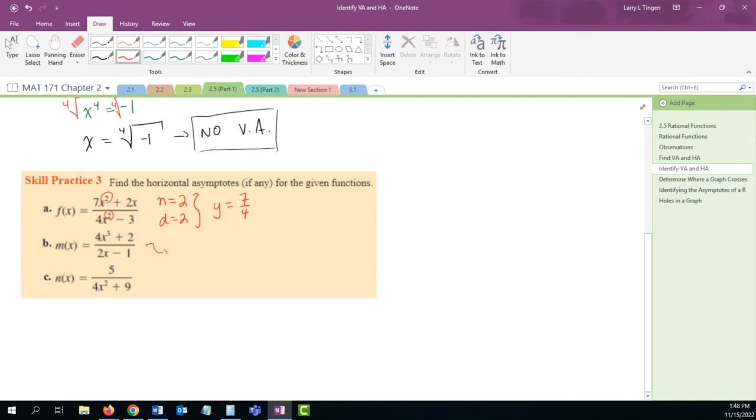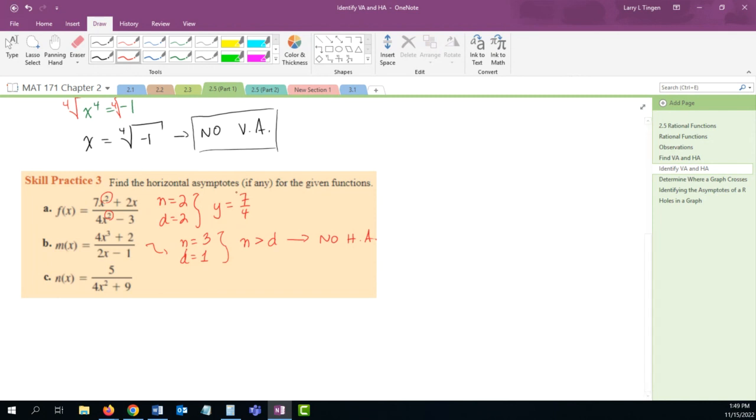Next, 4x cubed plus 2 over 2x minus 1. Degree of the numerator is 3. Degree of the denominator is 1. And what happened here? The numerator is larger than the denominator. So this means there'll be no horizontal asymptote. The problem just asks, are there horizontal asymptotes?